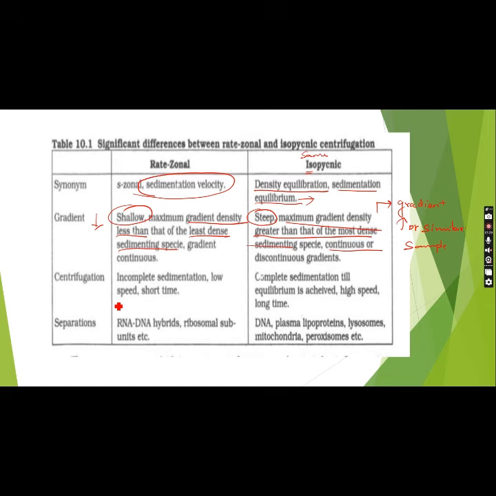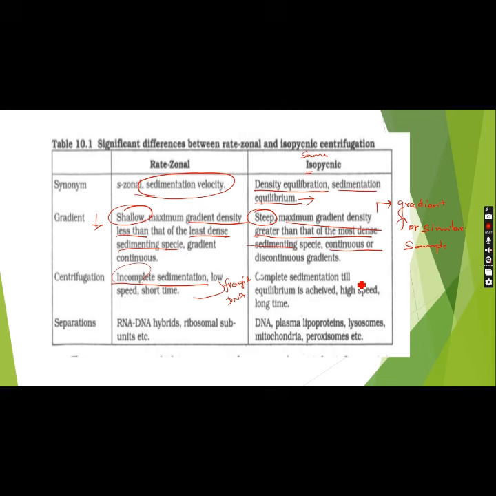In the case of rate-zonal centrifugation, there is incomplete sedimentation at low speed and short time, where very fragile components like DNA can be separated. Even though it is incomplete sedimentation, a fragile component can be separated without disturbance in this rate-zonal.